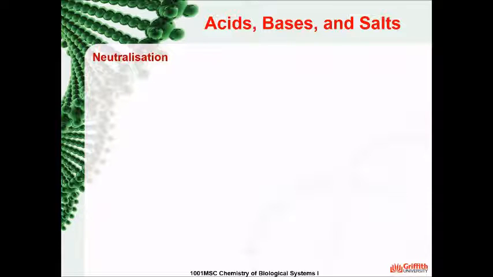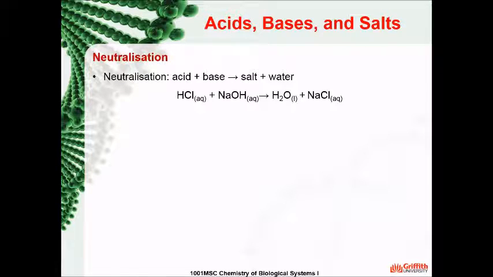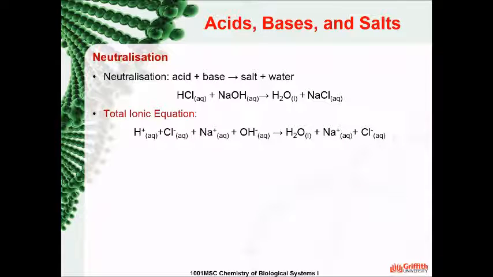Neutralization is the reaction between acid and base to produce salt and water. For example, HCl plus NaOH gives H2O plus NaCl. This reaction can be written in ionic form to show the ions coming from the electrolytes. This is what we call the total ionic equation. H+ plus Cl- plus Na+ plus OH- gives H2O plus Na+ plus Cl-.